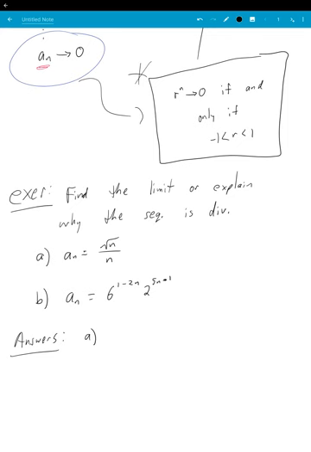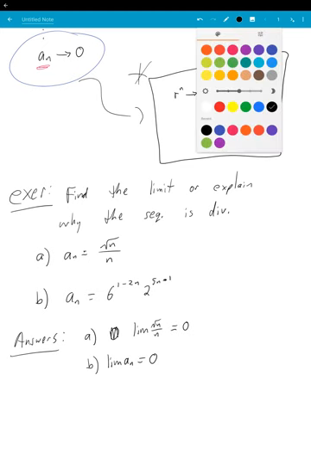Okay, answers are 0, or we'll say, lim root n over n is equal to 0. B, lim, well, I don't want to write that again, so I'll just write lim a_n is going to be 0 again. Okay, looks like I get 32 over 36 or some such.